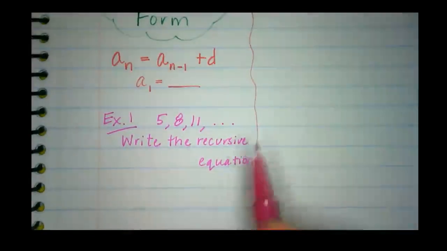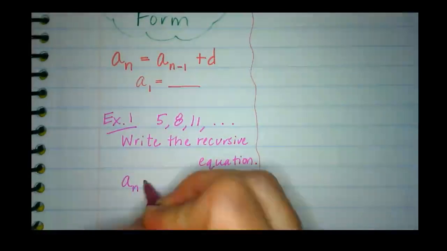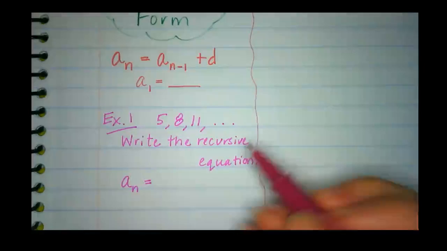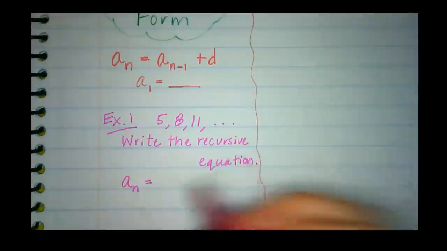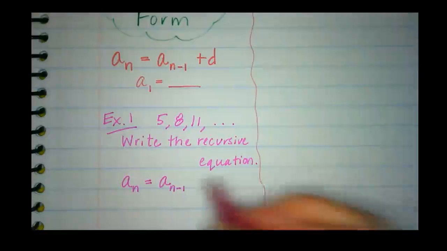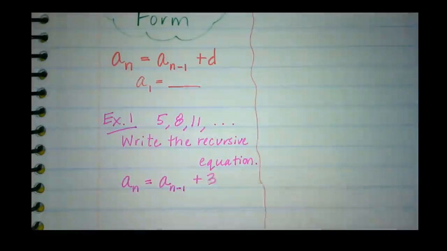All right, so if you wanted to find the nth term in this sequence, and again, I'm not asking you which term, I'm just saying how would you write it? How would you figure it out? So if we wanted any term in the sequence, we would need to take the one before it and add 3, and that would get us this pattern.